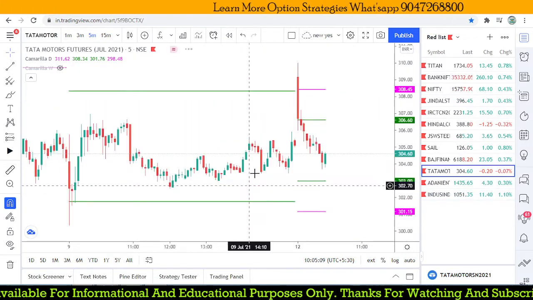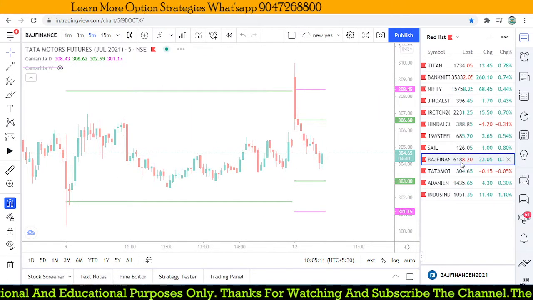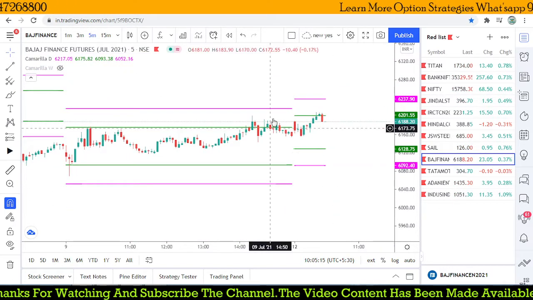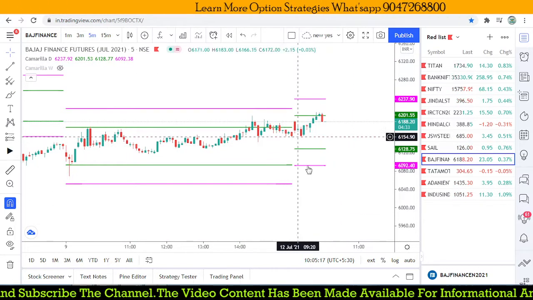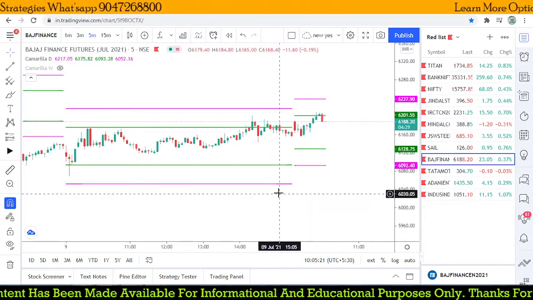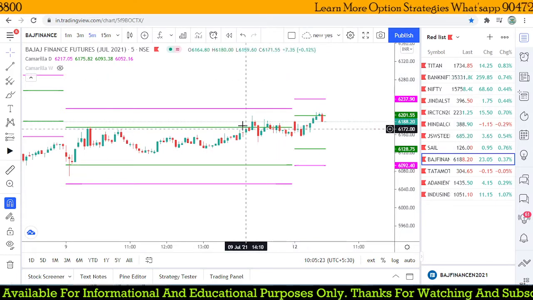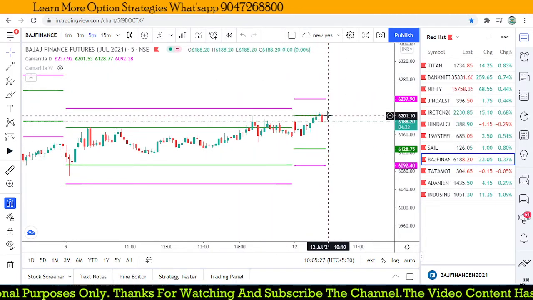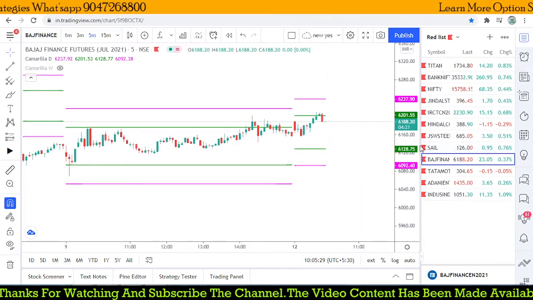And Tata Motors, we got a sell opportunity. And Bajaj Finserv or Bajaj Finance: this is not a perfect trade, but we are expecting it to be bullish because it is slightly above the previous day's Camarilla pivot points. So we may get a breakout, or we may find a buying reversal.